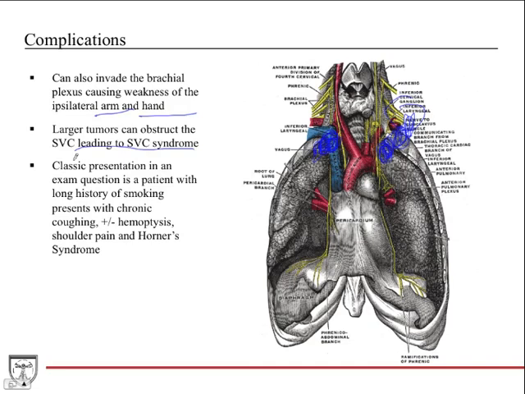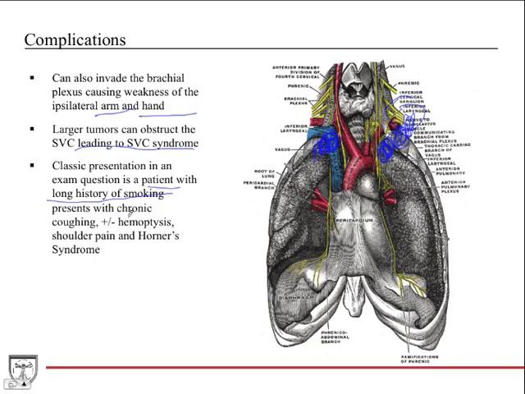So what would be a classic presentation? A classic presentation in an exam would be a patient with a long history of smoking. Usually these are tumors in smokers. It's someone who's been smoking for 30, 40 years, and they've developed this tumor, and unfortunately the tumor develops in the apex of the lung, and that makes it a Pancoast tumor.